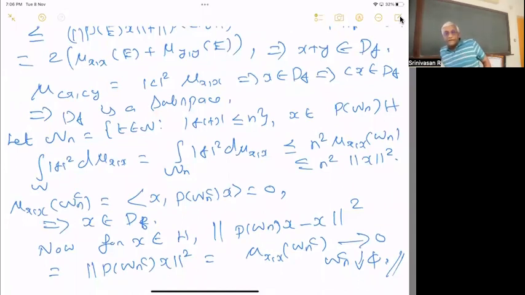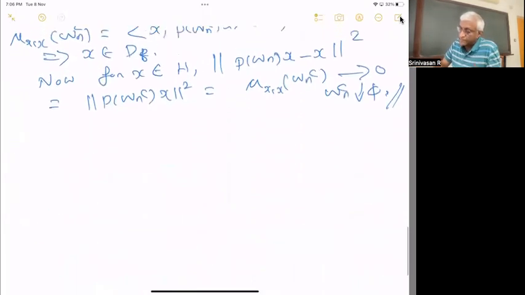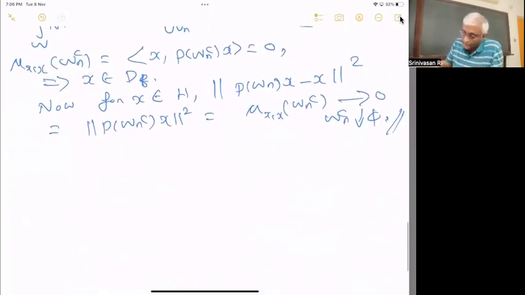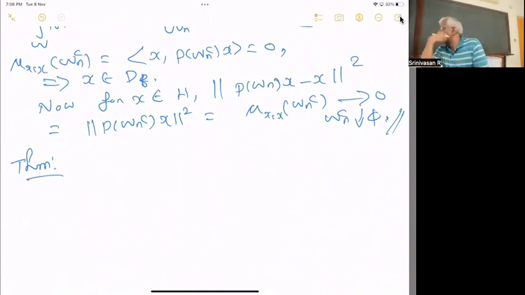Now we want to define the operator corresponding to any measurable function. Let's make it a theorem. Let's say P is a spectral measure.